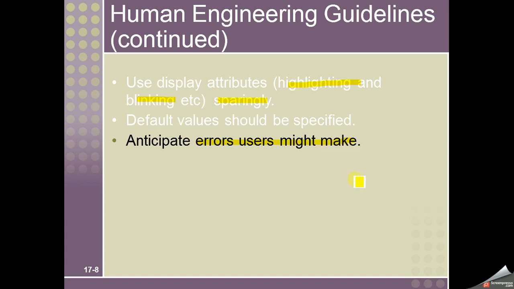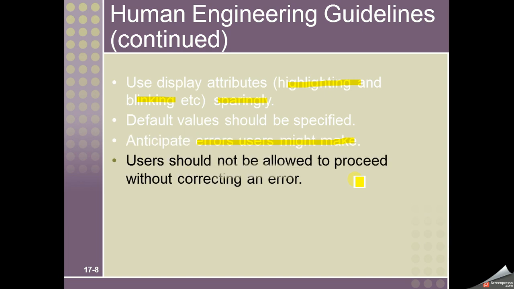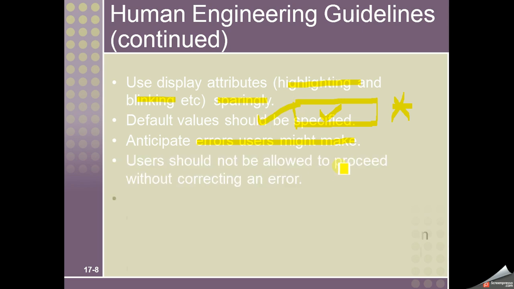So input validation is one way of achieving this objective. Users should not be allowed to proceed without correcting an error. Many times in systems, you will have seen that some fields have an asterisk mark, which denotes a required field. So if the user has not entered information in this field, he or she is not allowed to move forward until they have put the information here. They have corrected this error.